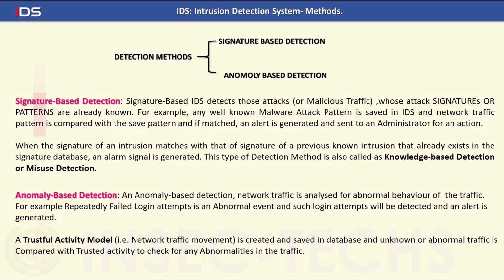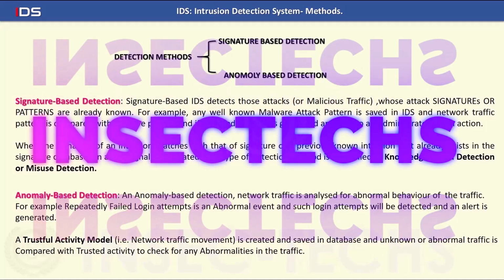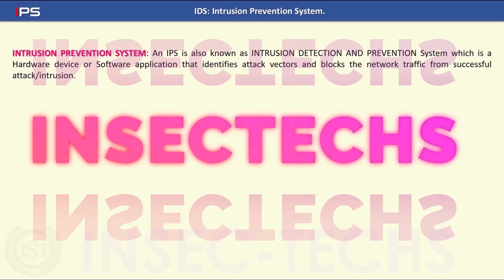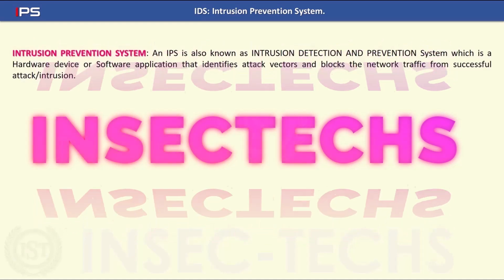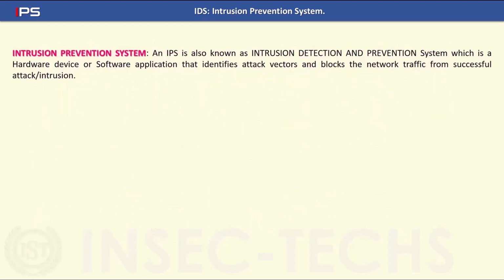Next we have an IPS, that is intrusion prevention system. I have a one line statement to define the IPS, which is also called an intrusion detection and prevention system. The functionality of an IPS is IDS plus a blocking mechanism.